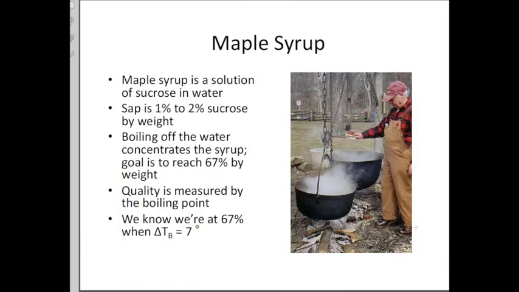Now, why does this matter? It's vitally important for our supplies of maple syrup and our breakfast enjoyment. Because actually, when they're making maple syrup, they take this sap from a tree, which has about 1 or 2% sucrose. They boil off the water to concentrate it, and they have to get to 67%. Apparently, that's when you have the best maple syrup. And they can measure this based on the boiling point. They'll know they're at 67% when the change in the boiling point is 7 degrees.